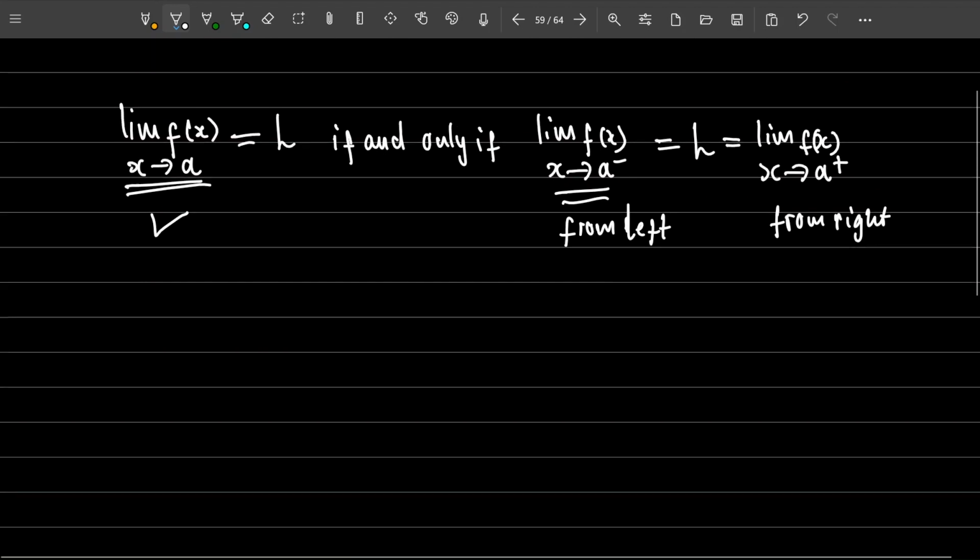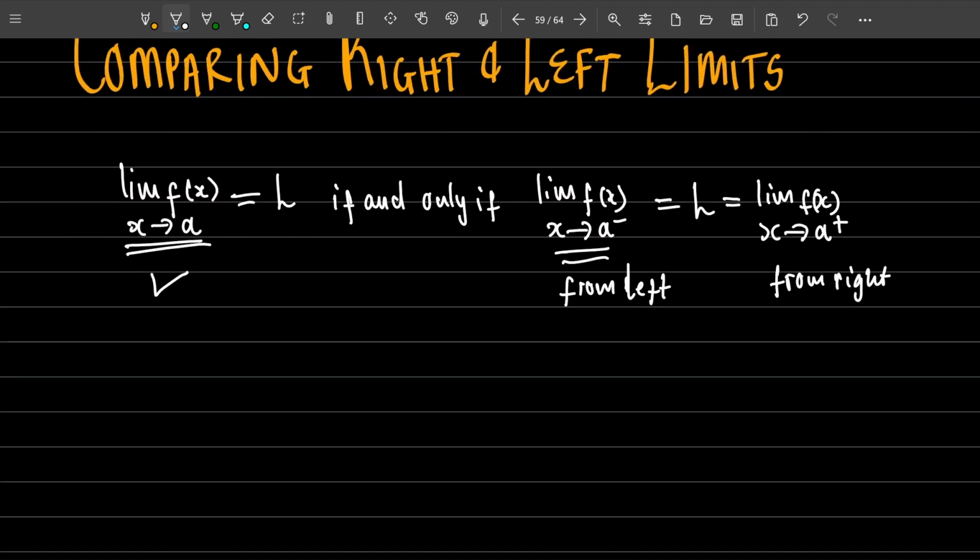So what we are going to be doing in the method is finding one side at a time, and then we will compare our answers and see if they are the same. If they are the same, then we know that the two-sided limit exists. Where do we use this method? We use it when we are finding the limit of a piecewise defined function or absolute value function.